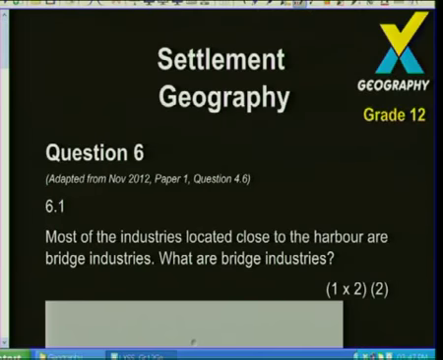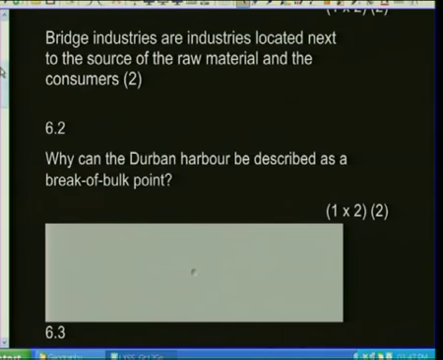Question 6.1. Most of the industries located to the harbour are bridge industries. What are bridge industries? Bridge industry is not involved in construction of transport links across a river. No, this bridging is referring to something else. It's referring to the fact that we're putting industries in between the raw materials and the consumers, in between the minerals that we're using and the people that are going to be using them. Sure enough, bridge industries are industries located next to the source of the raw material and the consumers.